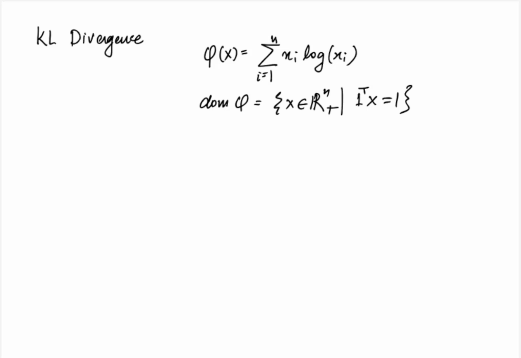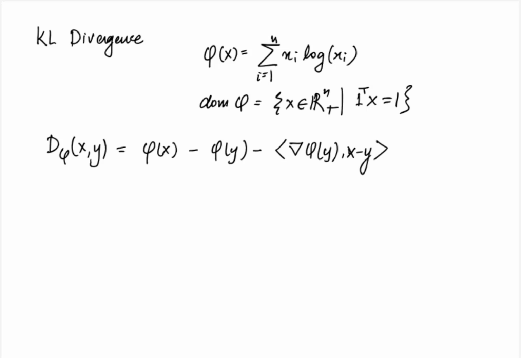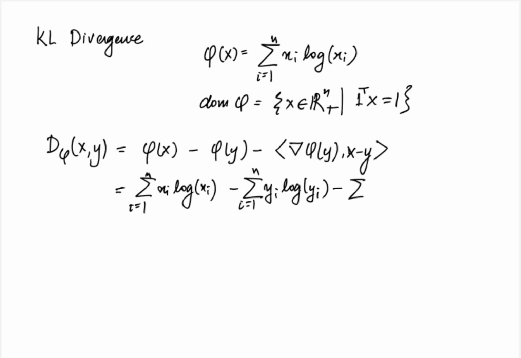For this case, it can be seen that d phi of x comma y is phi of x minus phi of y minus inner product gradient phi of y comma x minus y, which can be written as summation over i from 1 to n x_i log x_i minus summation over i from 1 to n y_i log y_i minus summation over i from 1 to n (1 plus log y_i) times (x_i minus y_i).